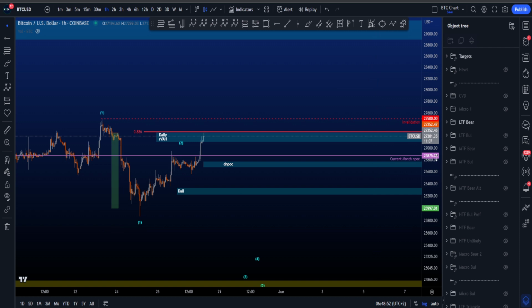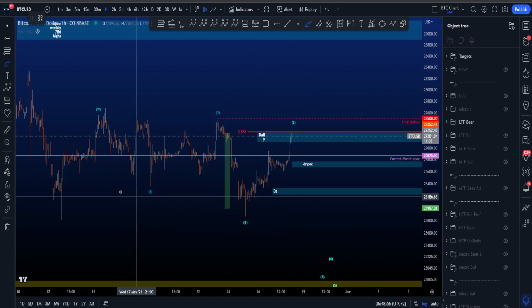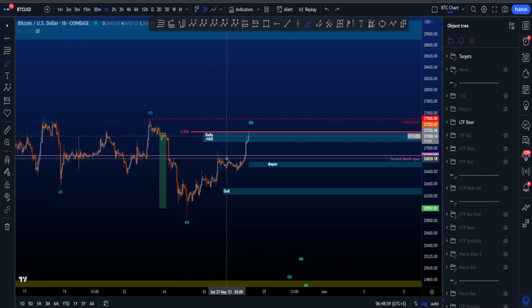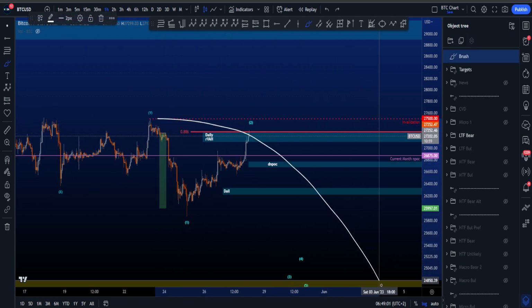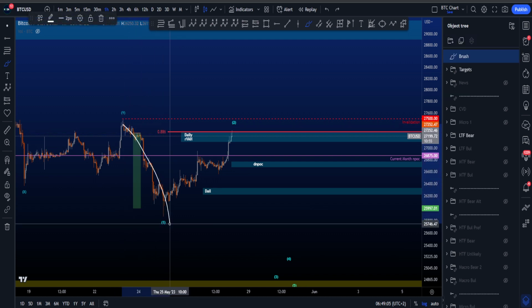If we then look to the bearish scenario, the bearish scenario is that this is a 1-2 to the downside. So a WXY is already finished, and now we are looking for an impulsive structure to the downside. In this scenario, that means this is a wave 1 to the downside.